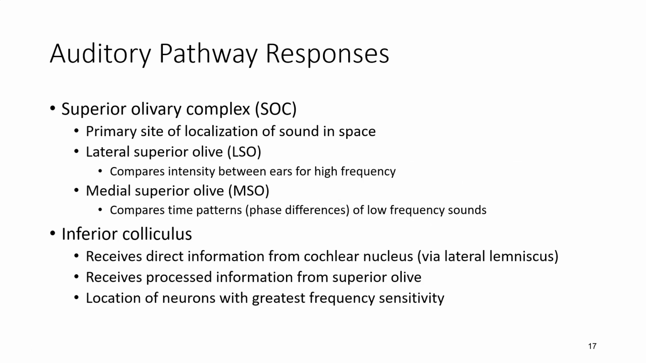As we leave the cochlear nucleus and get to the superior olivary complex, this is where we localize sound in space, so information is processed that helps us tell where a sound is coming from. In the lateral superior olive, we compare the intensity of sound between the two ears for higher frequencies of sound to localize. So the sound is going to be a little louder on the ear that is closer to the place the sound is coming from.